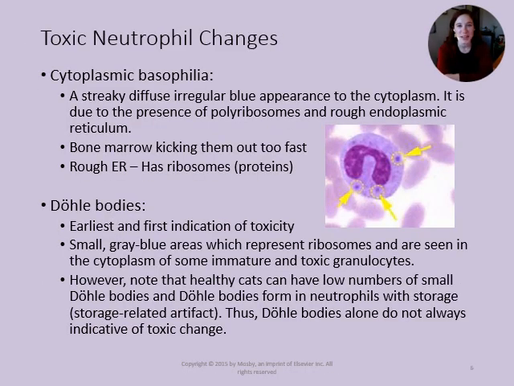Okay, so what are we looking at? Well, first we talked about cytoplasmic basophilia. Okay, so we're going to see one, that picture is not of this, so please hold on the picture. But it's going to be a streaky, diffuse, irregular blue appearance to the cytoplasm. It is due to the presence of polyribosomes and that rough endoplasmic reticulum, which you're like, excuse me, I don't remember chapter 1 from A&P. Well, let me remind you.